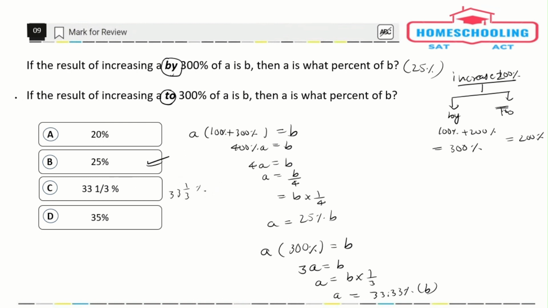So for the second part of the question, this is for the first one, this is for the second one. This one would be the correct answer. So for this one, 33 1 by 3 would be the correct answer. Now moving to the next question.